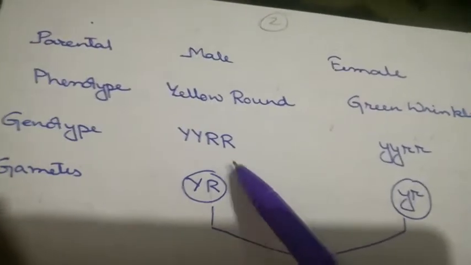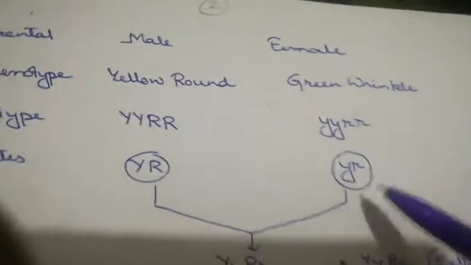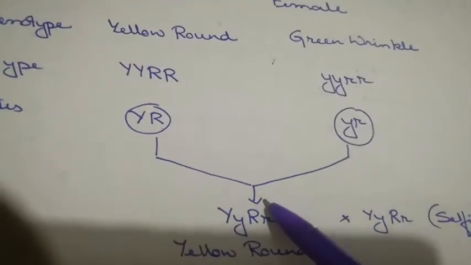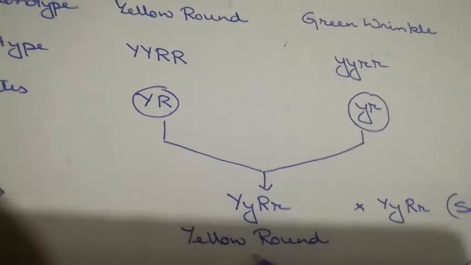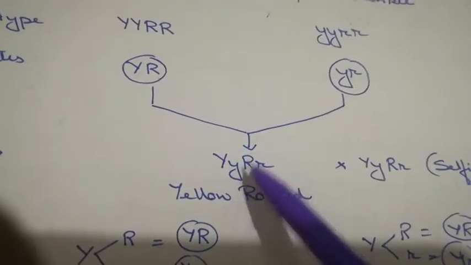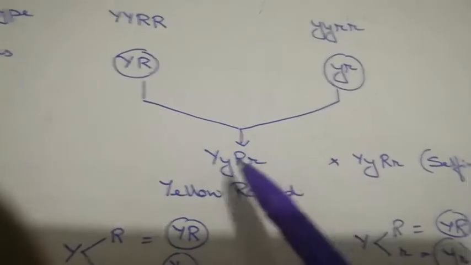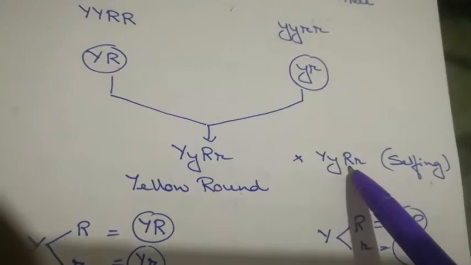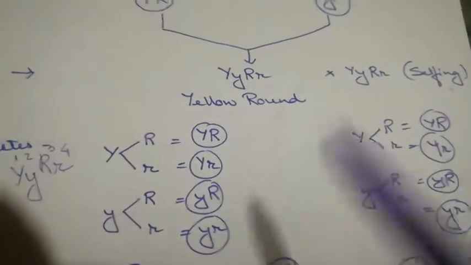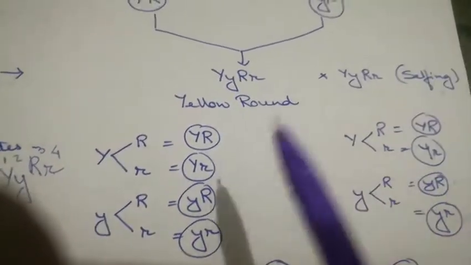Now, first of all, let's see the gametes. For this, the gametes are capital Y and capital R. For this one, small y and small r. When we cross these two plants, then the F1 hybrid, the genotype observed is capital Y, small y, capital R, small r, and the phenotype is yellow round. When selfing was done, then the gametes observed were for this type of offspring or hybrid.